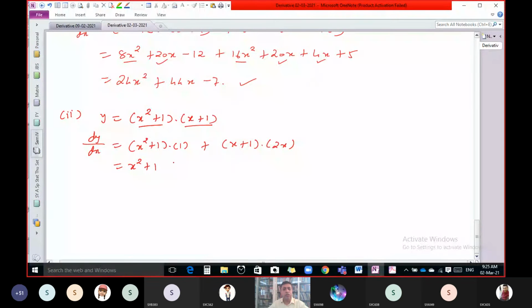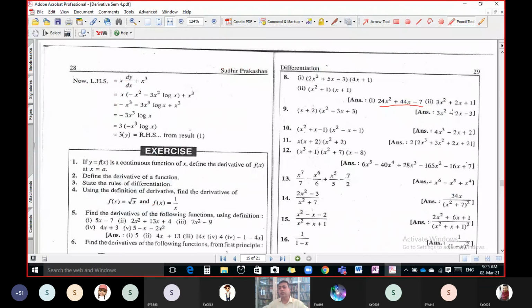So what do we get ultimately? x square plus 1 plus 2x square plus 2x. So my final answer is 3x square plus 2x plus 1. That is my final answer. Okay, you try to solve question number 9 and 10 by yourself. Let us do question number 11.